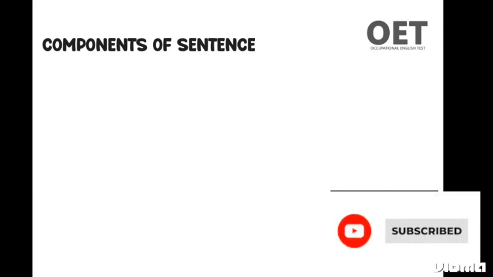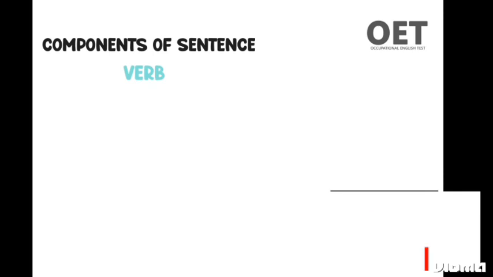Once we locate the subject of a sentence, we can move on to the next part of a complete sentence. Verb. A verb is often an action word that shows what the subject is doing. A verb can also link the subject to a describing word. There are three types of verbs.